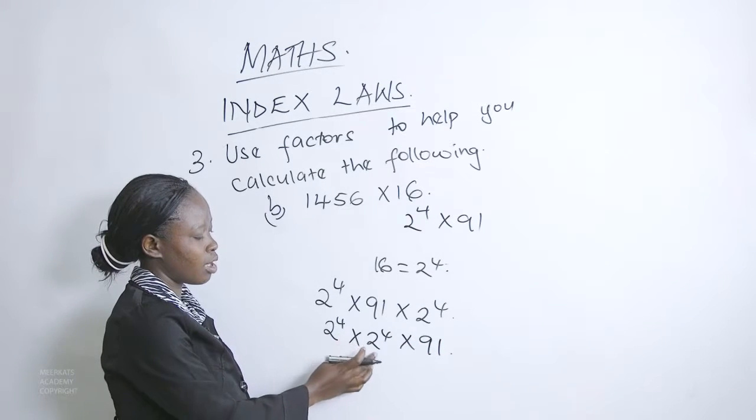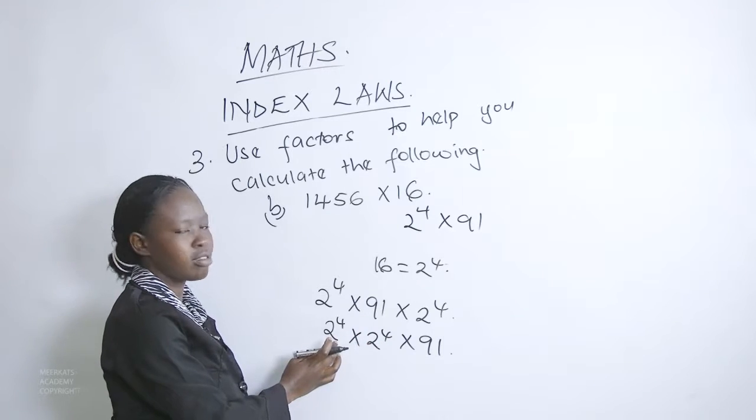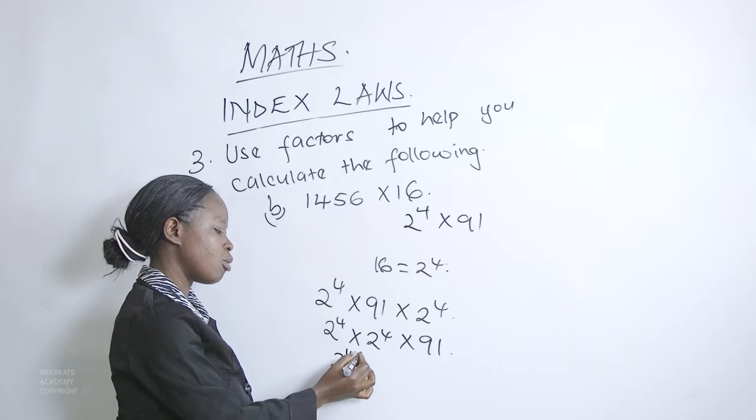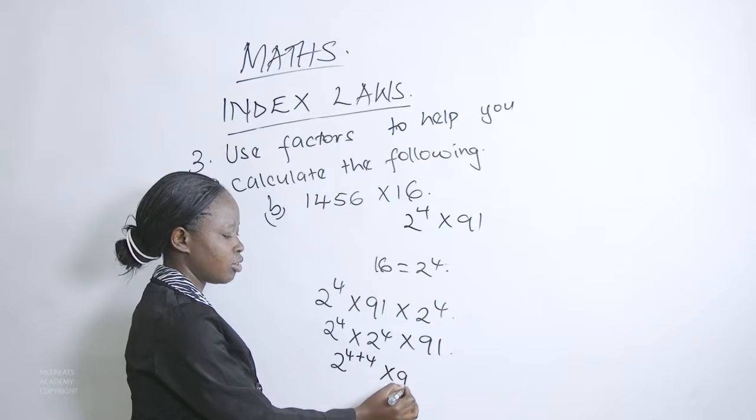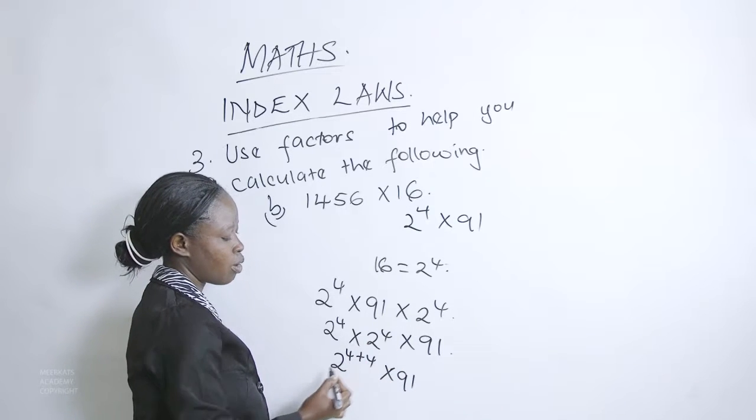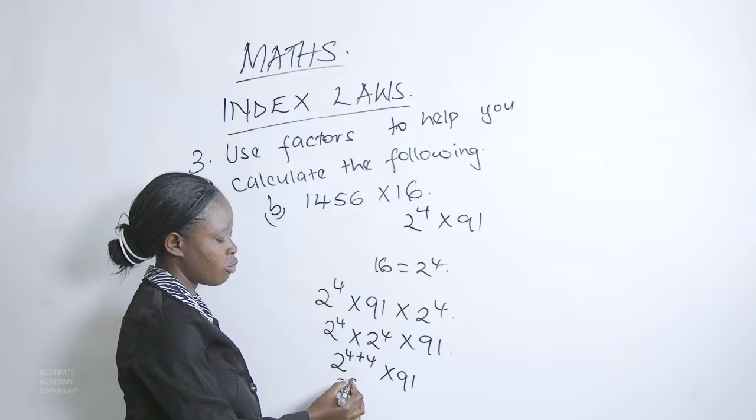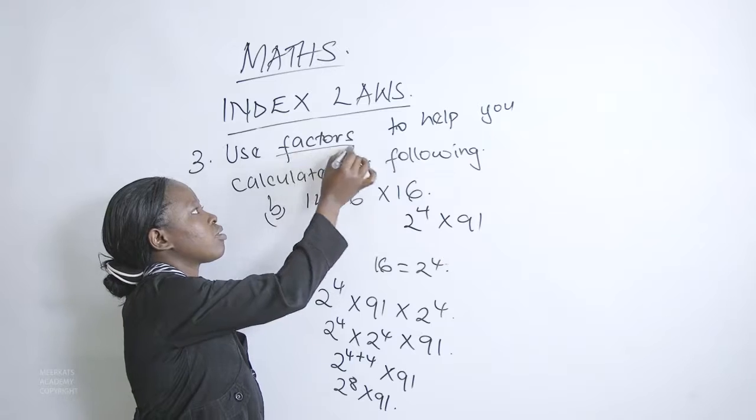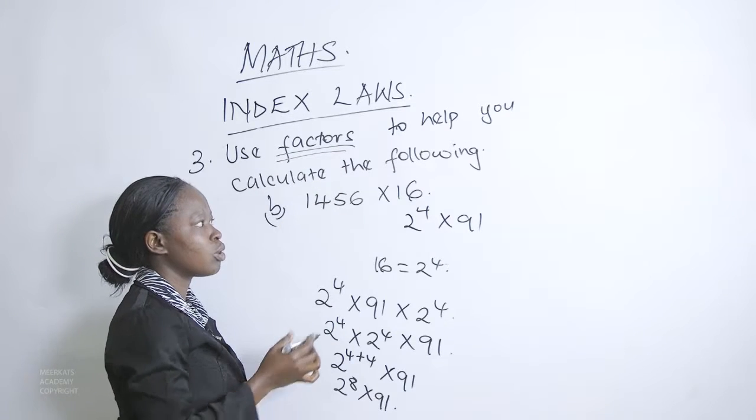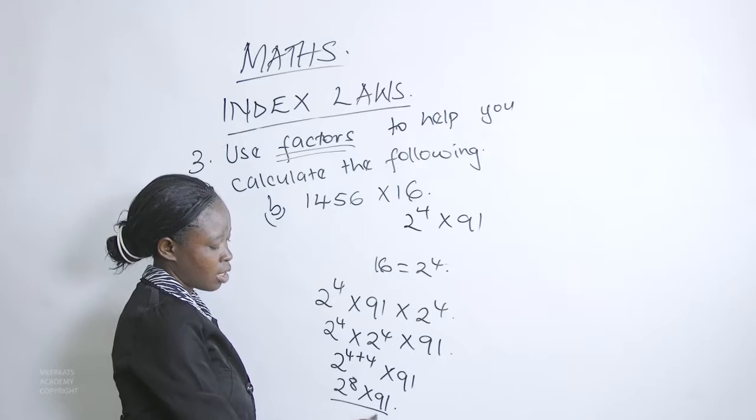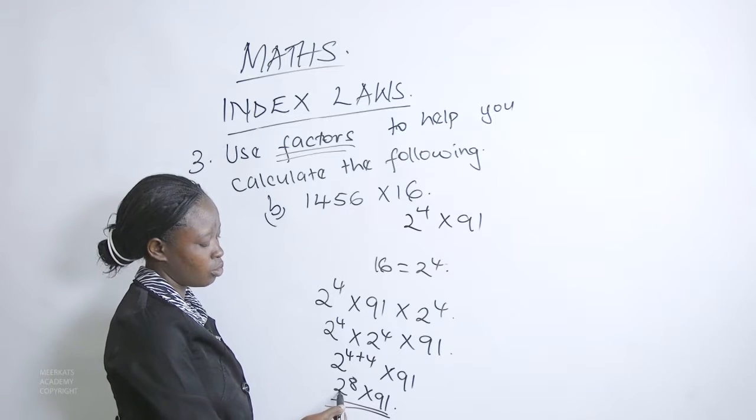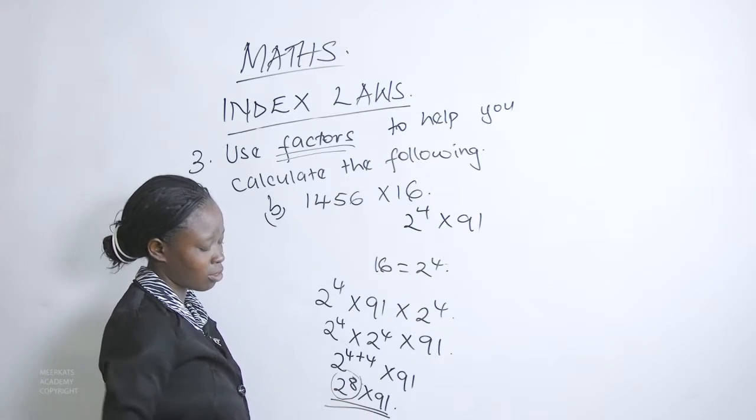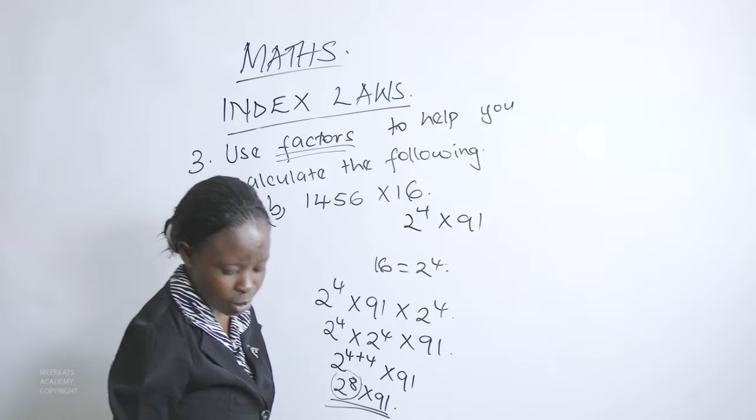So this means that I have multiplication, the same base, we add the powers. So this will mean that I'll have 2 to the power of 4 plus 4 times 91. This means that 2 to the power of 4 plus 4 is 2 to the power of 8 times 91. So we were using the factors to simplify our calculation. So this means that our values are 2 to the power of 8 times 91. So this means that these are the factors that we've been looking for.